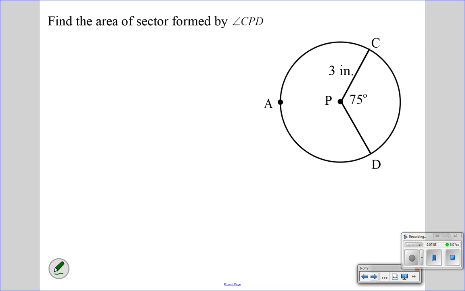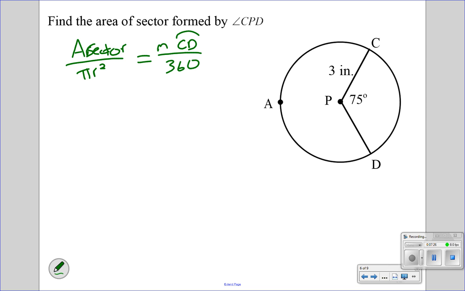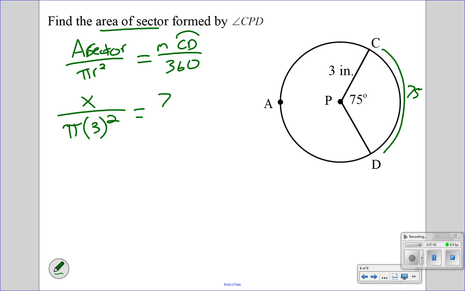So once again, over here, we're going to do the same thing. We're going to write out our formula. So we know that area of a sector over pi r squared equals the measure of our arc CD over 360. We can plug in, because we're looking for the area of the sector, we know that's going to be our x value, over pi times our radius, which is 3 squared, equals the measure of our arc. If this angle is 75, we know that this arc is 75. So this equals 75 over 360.